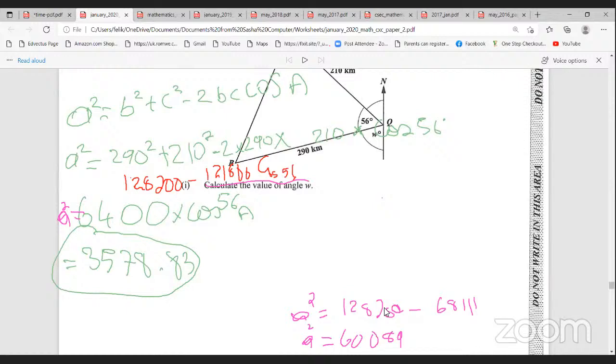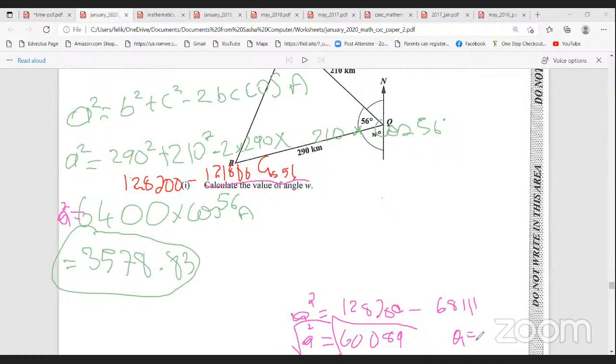All right, the last thing that we're going to do now is to find the value of a. How would I find the value of a? What is it? Square root. So I square root that one and I square root the other one. All right, and that would give us the value of a.